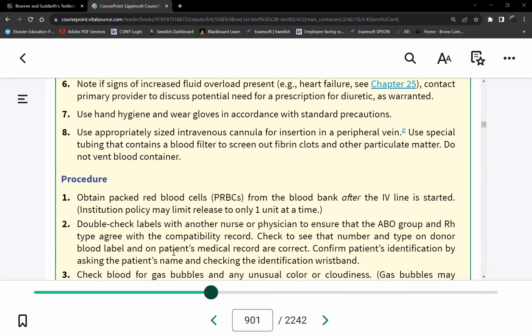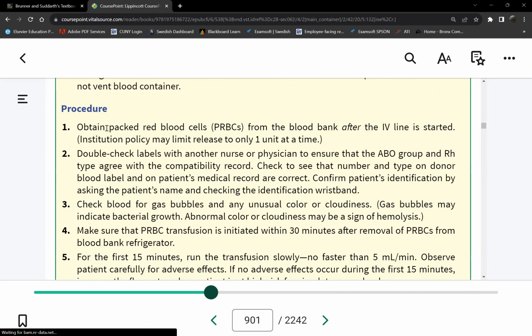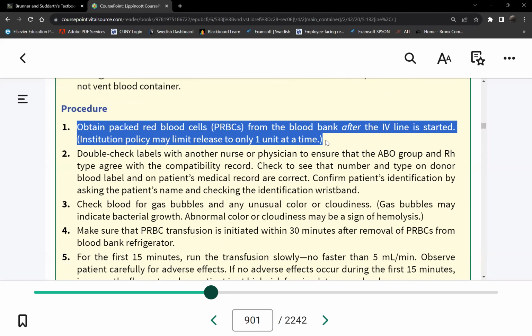So everything's set up, you can go send someone now, or you can go get it yourself, doesn't matter. So go get the blood. They will only release 1 unit at a time. They will not give you multiple bags. They'll only release 1 bag.